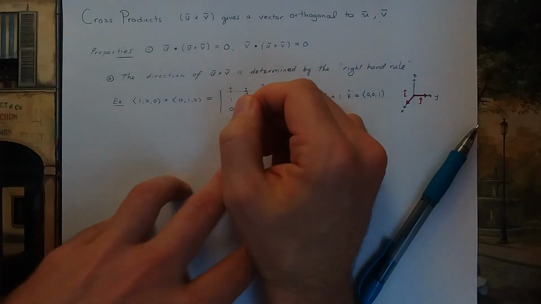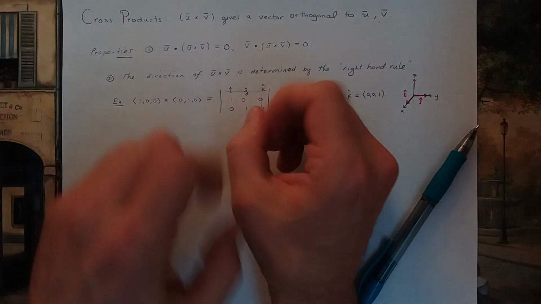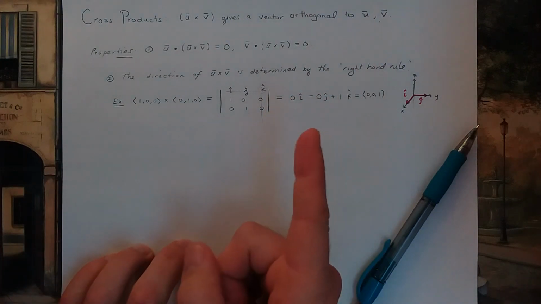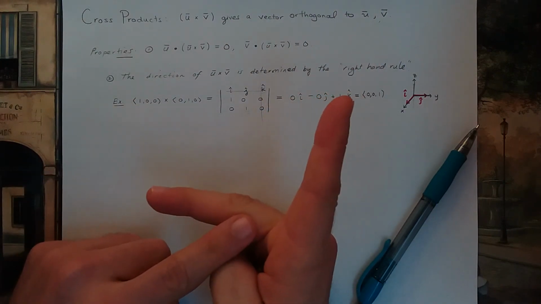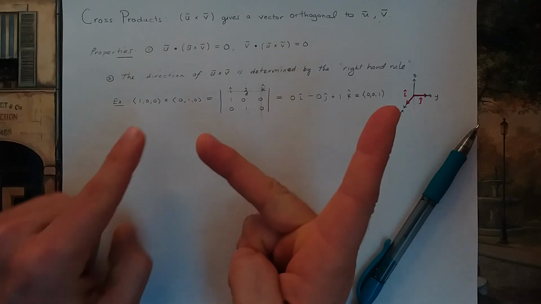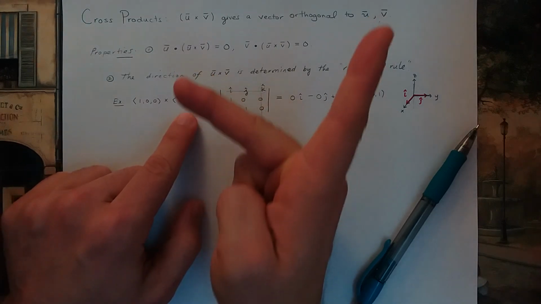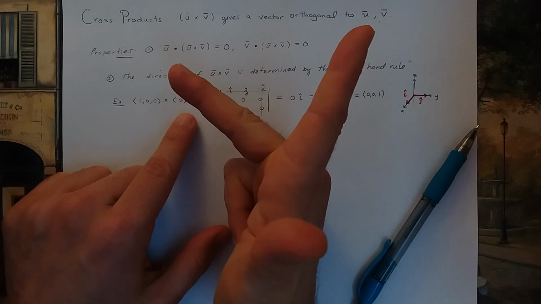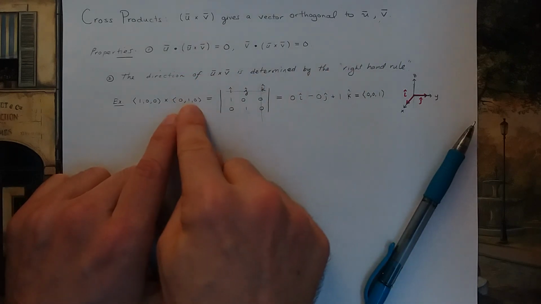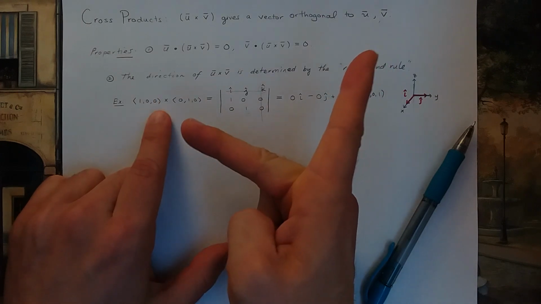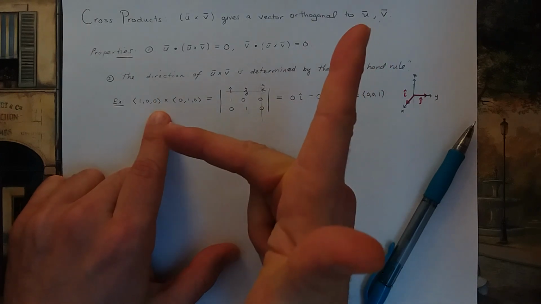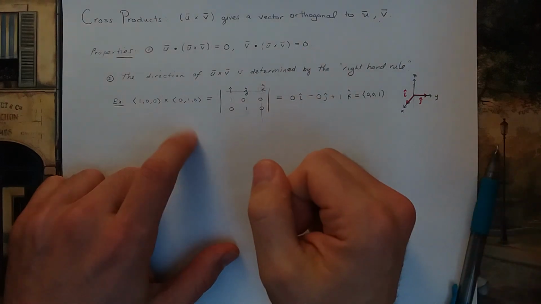So here's how you do the right-hand rule. You have to take your right hand, obviously. You point your index finger in the direction of your first vector. Then you point your middle finger in the direction of your second vector. Then your thumb will be in the direction of the cross product. So again, index finger in the direction of your first vector, middle finger in the direction of your second vector, thumb will be the direction of the cross product.